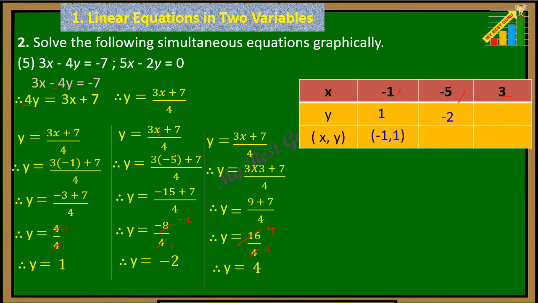Now we get the values. When you put minus 1 in the equation, you will get the value of y as 1. So the coordinates are minus 1 comma 1. Now when you put minus 5, you will get the value minus 2. So the coordinates are minus 5 comma minus 2. Now when you put the value of x as 3, you will get the coordinates 3 comma 4.